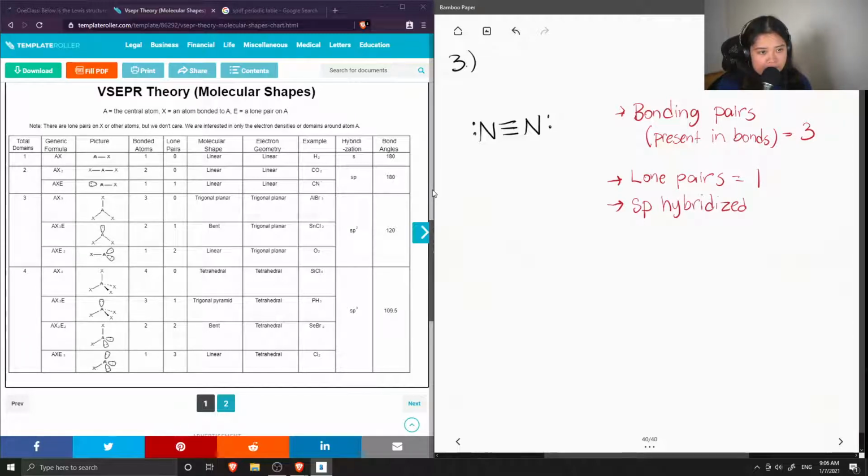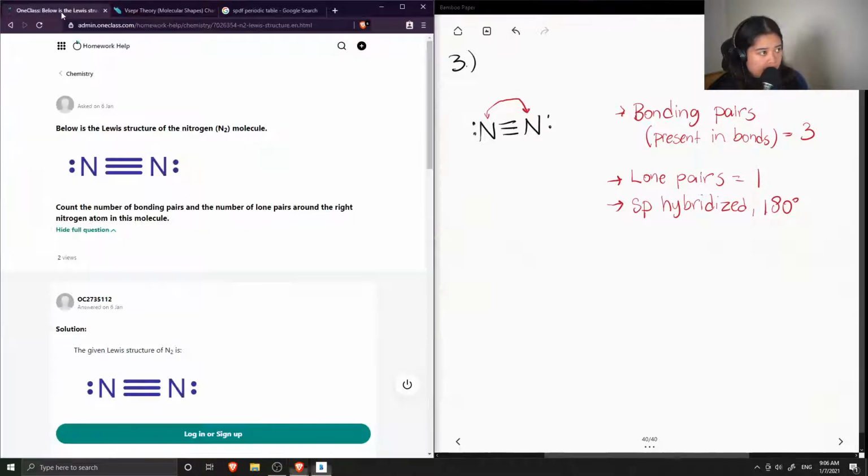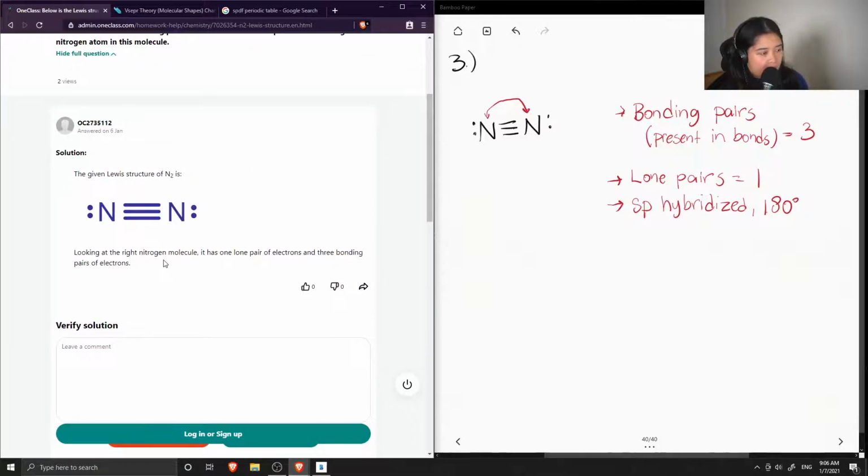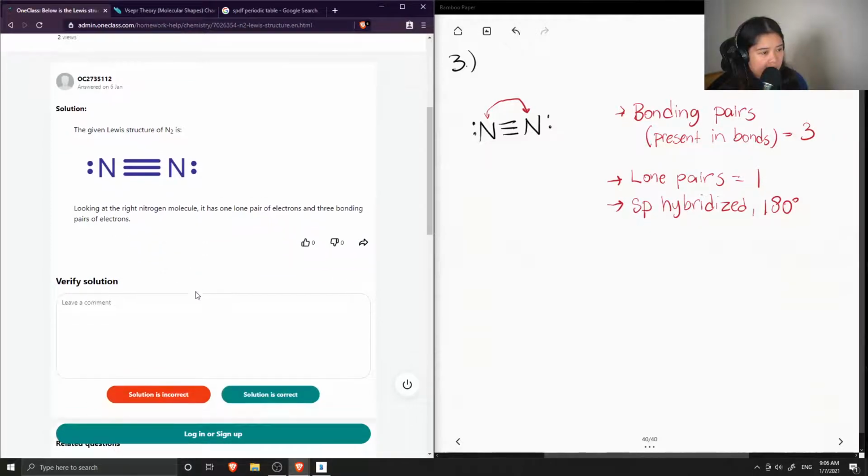And the bond angle between the two atoms is 180 degrees. Okay, so let's see what the junior tutor said. The given Lewis structure of N2, looking at the right nitrogen molecule, it has 1 lone pair of electrons and 3 bonding pairs of electrons. Okay, so this solution is correct.